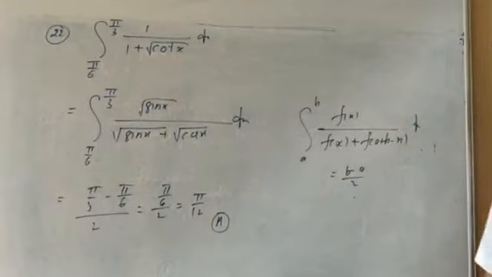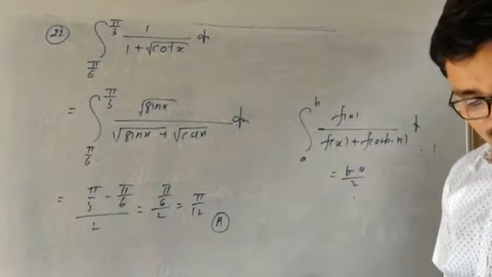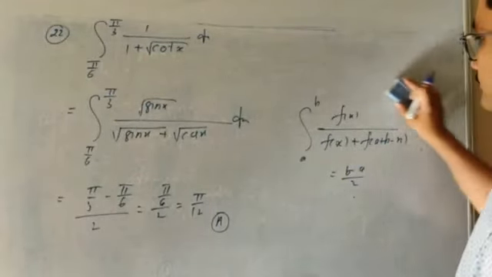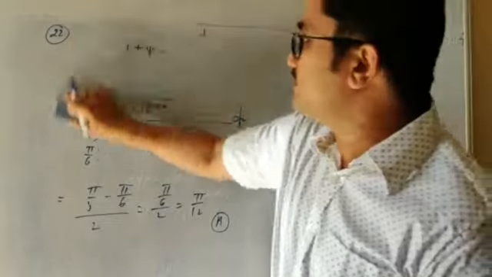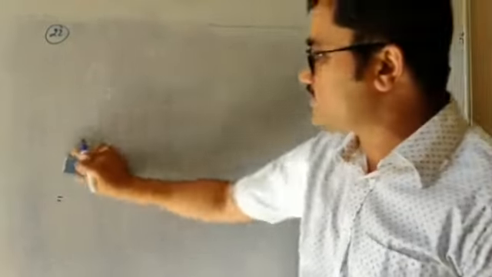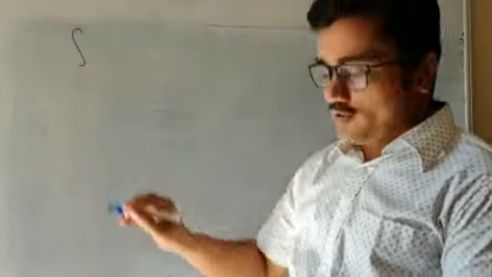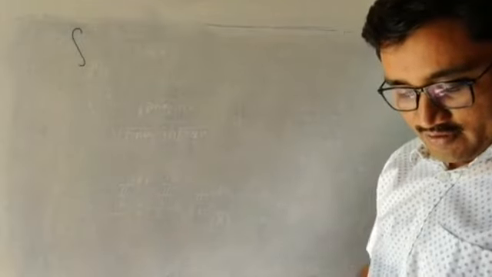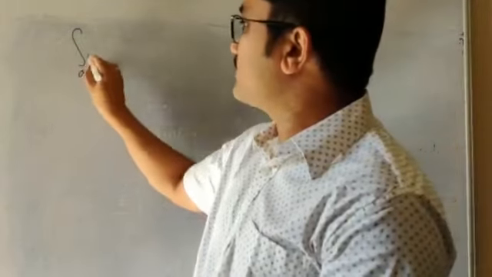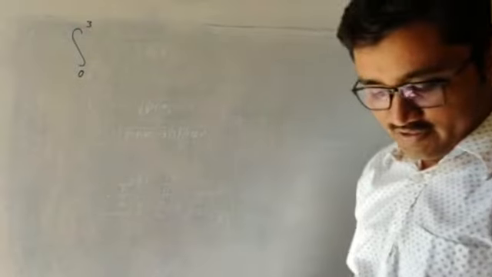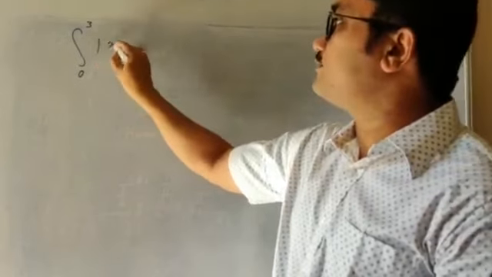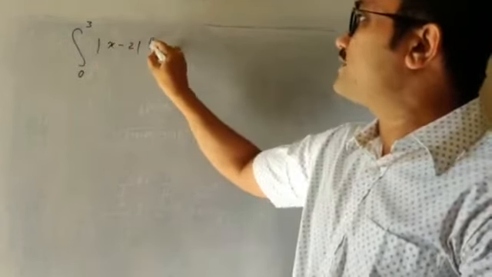Let us move to the next one. Question number 24. Right. This is a modulus question. We have discussed the shortcut for such questions again in the regular course. If you go by method, it takes time. So if we are given a question of this form, the question is integration from 0 to 3 of mod of x minus 2 dx.